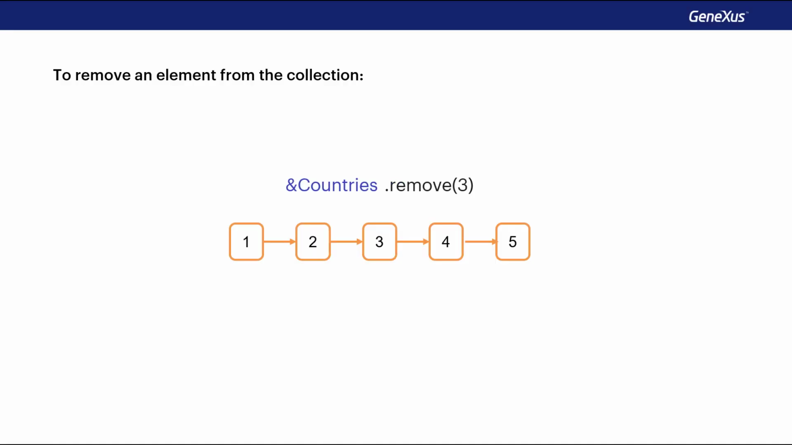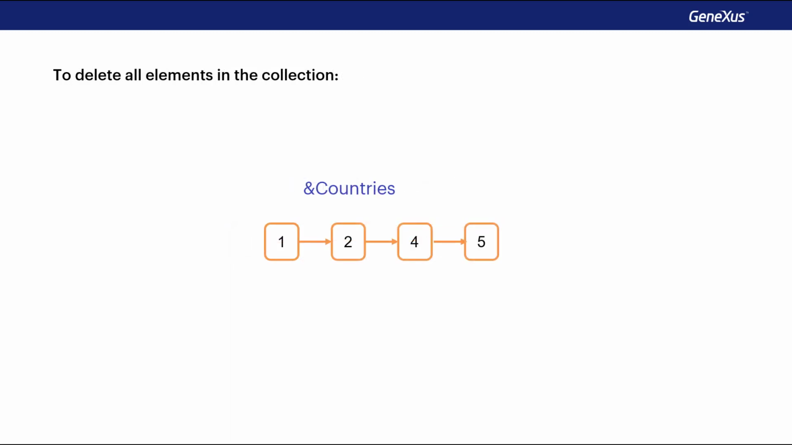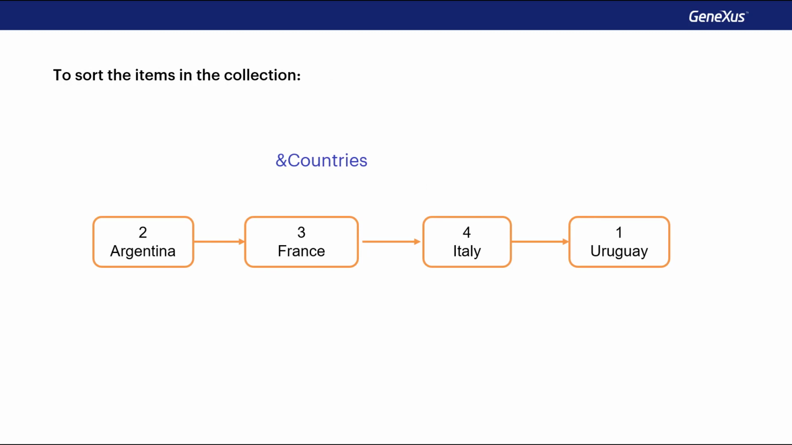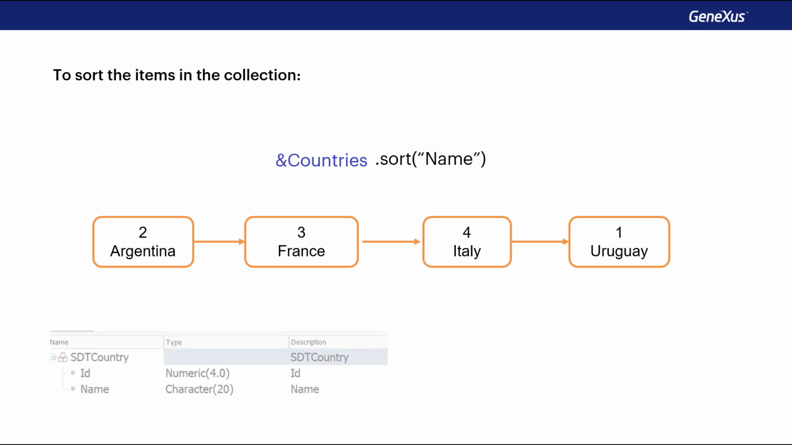The remove method allows you to remove an item from the collection from its index. The range of the indexes starts at 1 and ends with the value returned by the count method. The clear method allows you to remove all items from the collection. The sort method allows you to sort the collection. If the elements are of SDT type, then we can have the collection ordered by a member of that structure. For example, by country name.